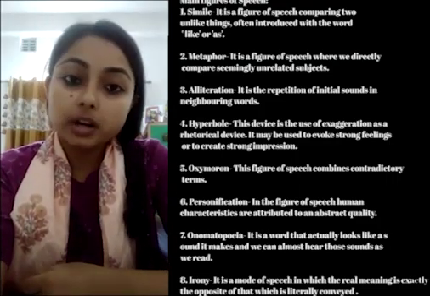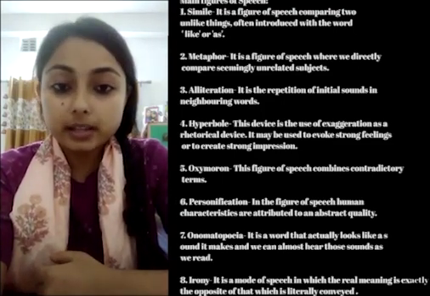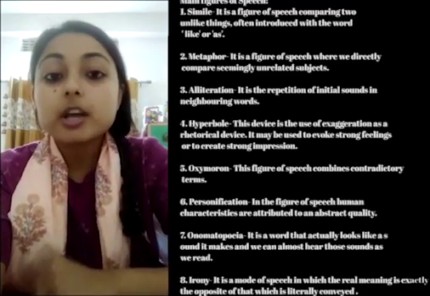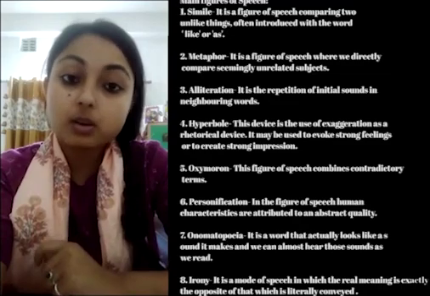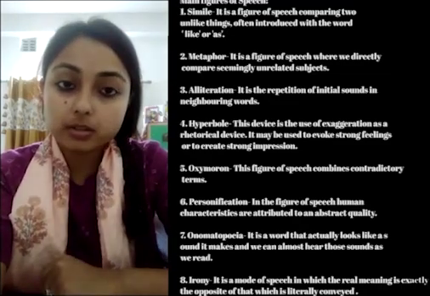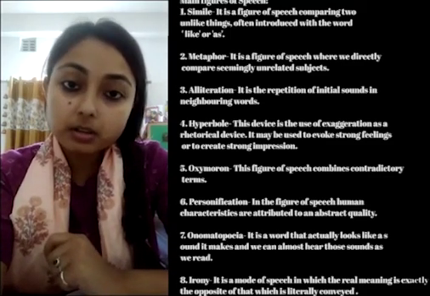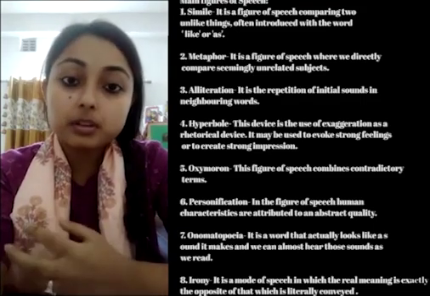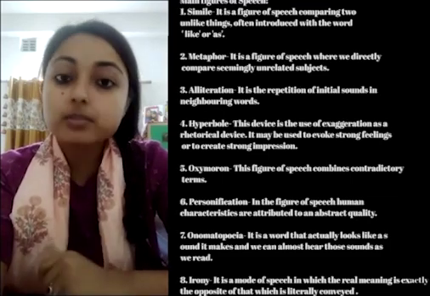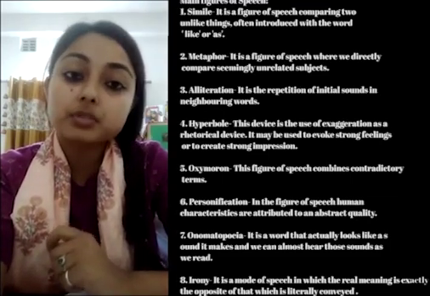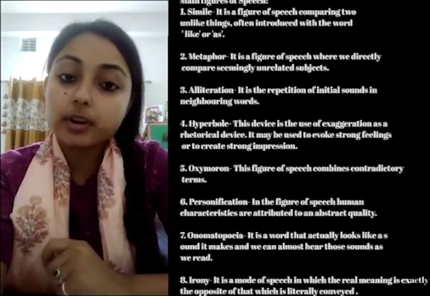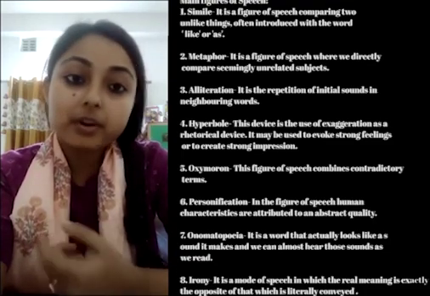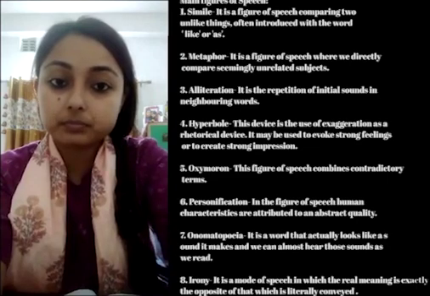Now we will learn about personification. In this figure of speech, human characteristics are attributed to an abstract quality, animal or inanimate object. We are characterizing the inanimate and the animals; we are personifying them. For example, the wind howled in the night. Can the wind howl? It cannot howl, but we are personifying the wind here. This is called personification.